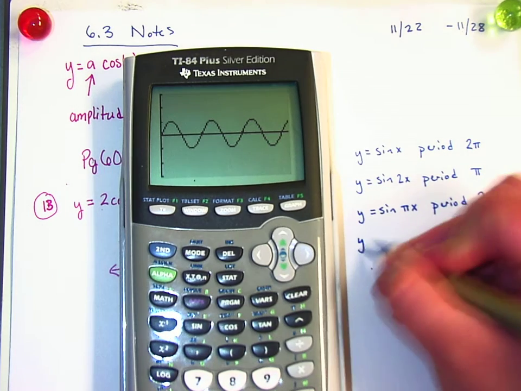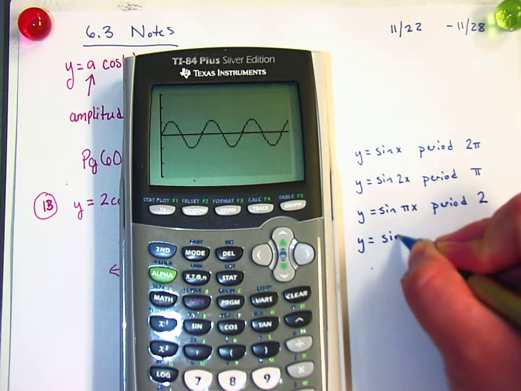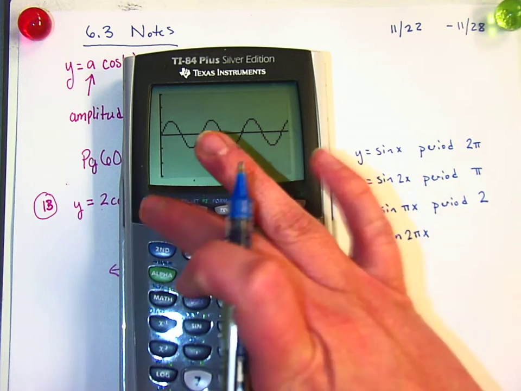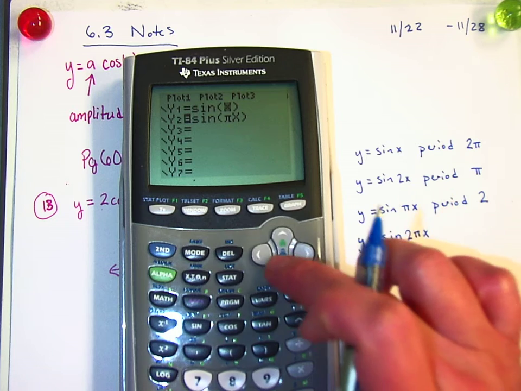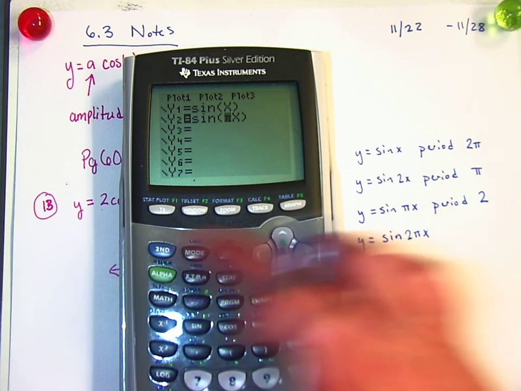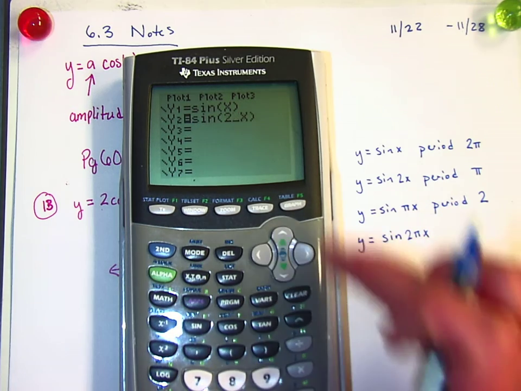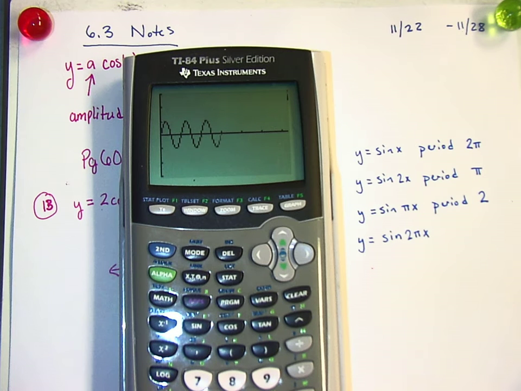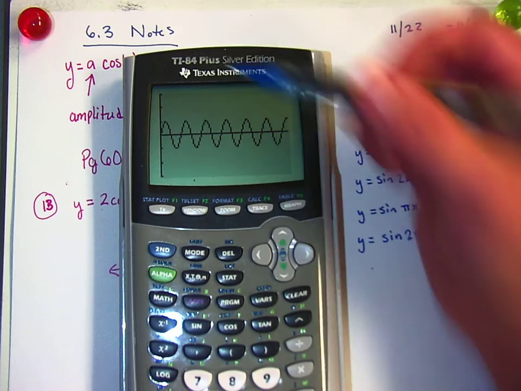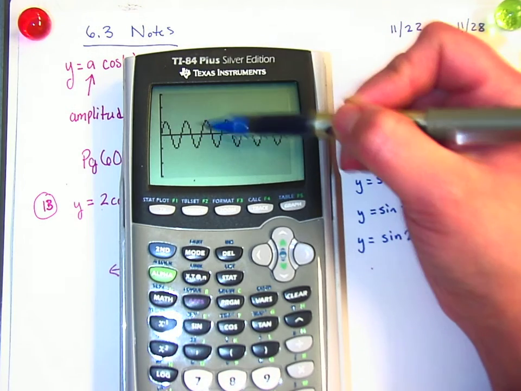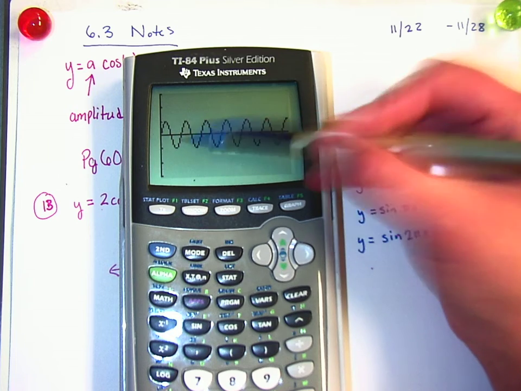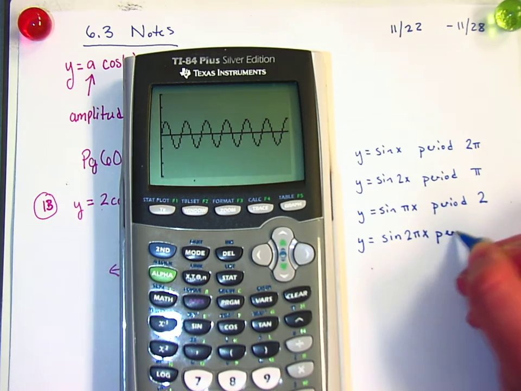Let's try one more. Let's try the sine of 2 pi x. Wow. It's really zigzagging that one in there. Let's see, it crosses at 1 and at 2 and 3 and 4. It looks like there's a cycle every 1. So this is a period of 1.